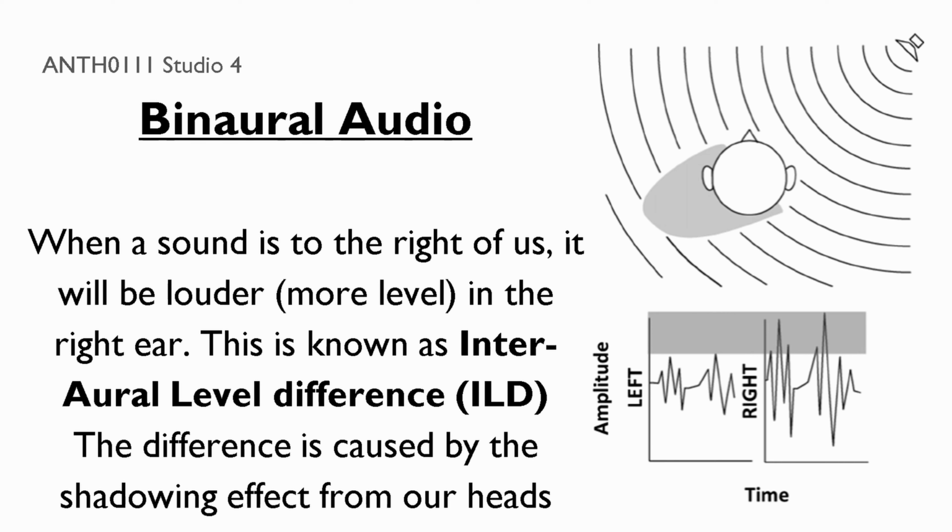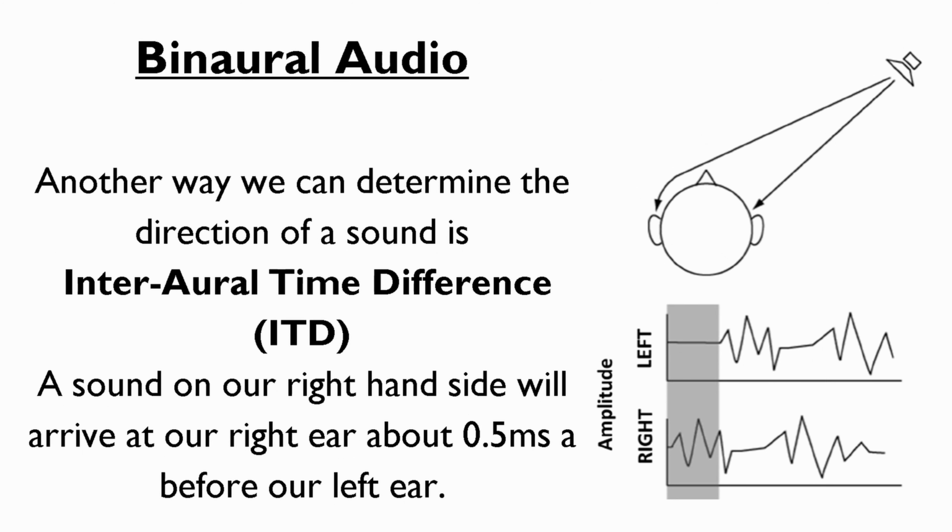Another way we determine the direction of a sound is interaural time difference. Interaural means between the two ears. A sound on our right-hand side will arrive at our right ear about 0.5 milliseconds before our left ear. This is called interaural time difference.